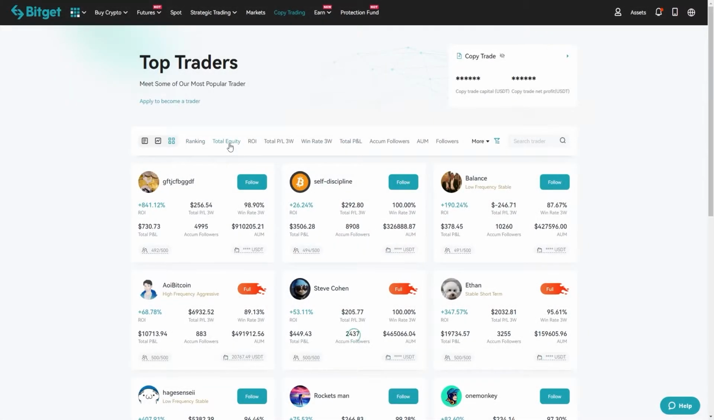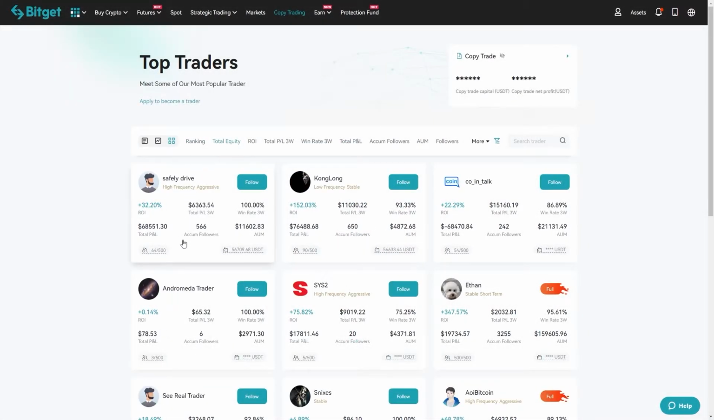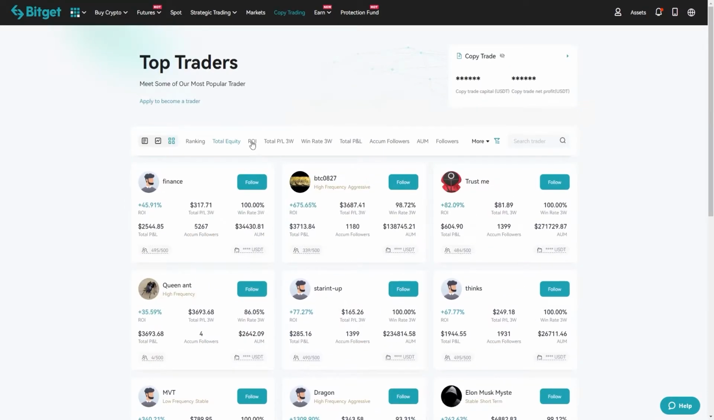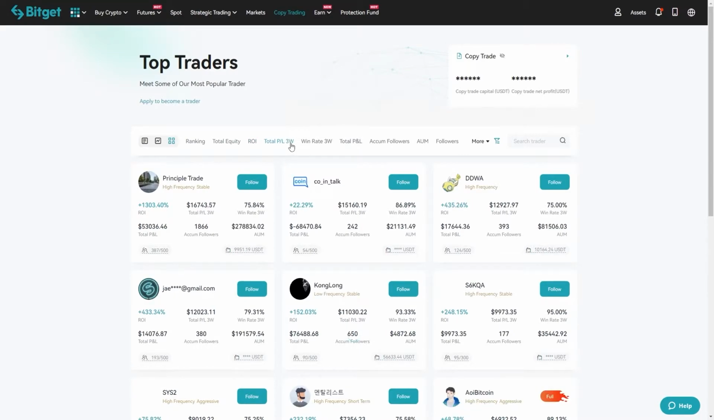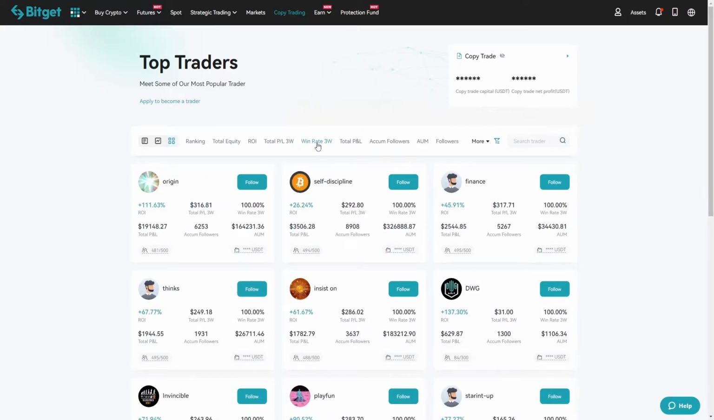In the total equity tab, sometimes you will find just ridiculously large accounts here. But it's a valuable sorting method, as it can give you an idea of how much equity a trader has. Like I said before, I don't really like the ROI metric, as sometimes it gives a very different number compared to the total P&L, so I'm just going to ignore it for a while. The total P&L in 3 weeks, well, I don't really care too much about only 3 weeks of performance.